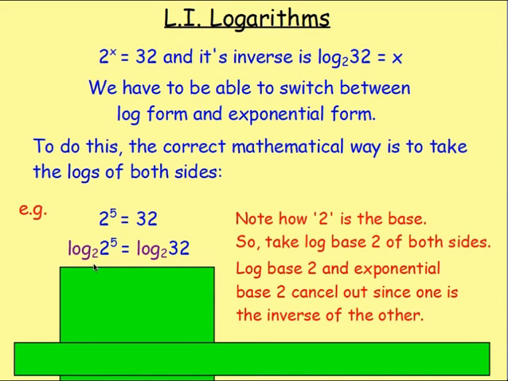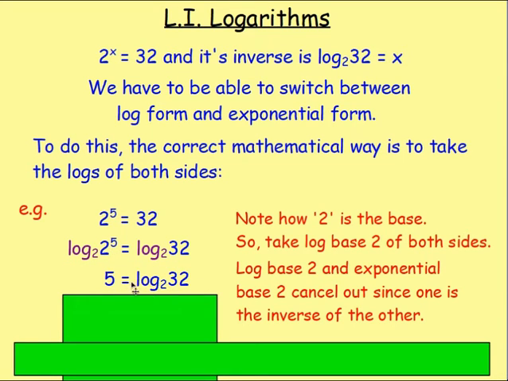So doing that, you'd have log base 2 of 2 to the power of 5 equals log base 2 of 32. Now, because we've got log base 2 and an exponential base 2, remember, log base 2 and exponential base 2 are the inverse of one another. So really they will cancel out, and that leaves us just with 5. So we'll have 5 equals log base 2 of 32. We can then rewrite that if we want. You don't have to, but if you put that back to front, you'd have log base 2 of 32 equals 5. So we can switch between exponential form and log form.